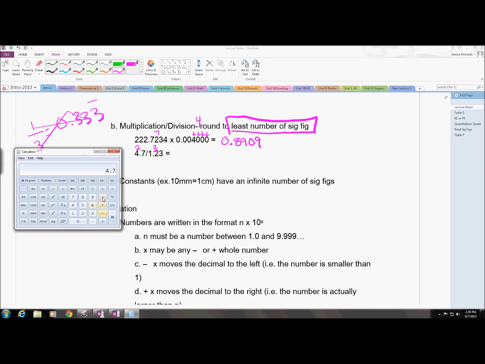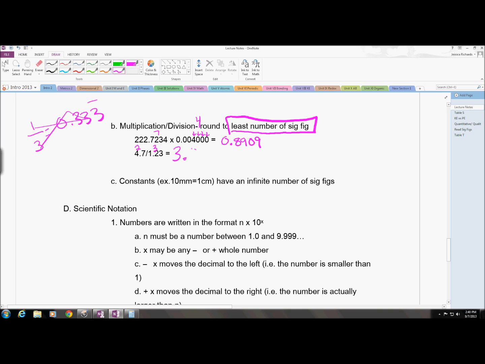4.7, remember that backslash means divide, divided by 1.23. I get a large number of decimal places, but I can only keep 2 of them. So 3.8, the next number after the 8 is the 2, so I leave it. My answer, 3.8. The correct number of sig figs.